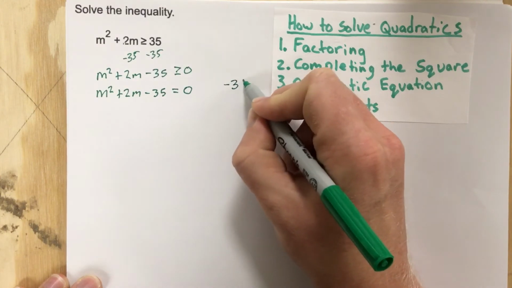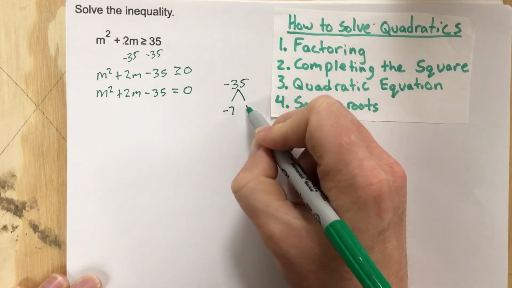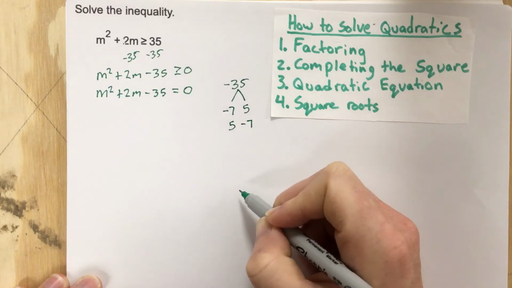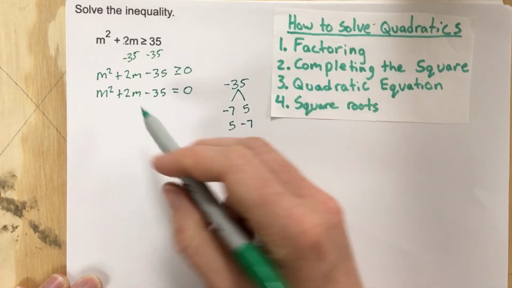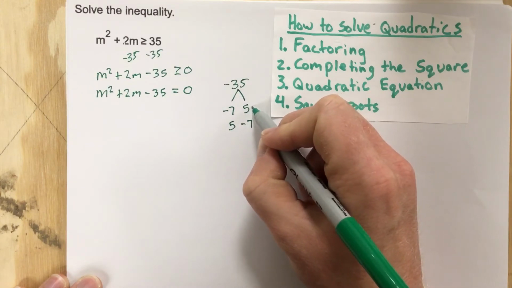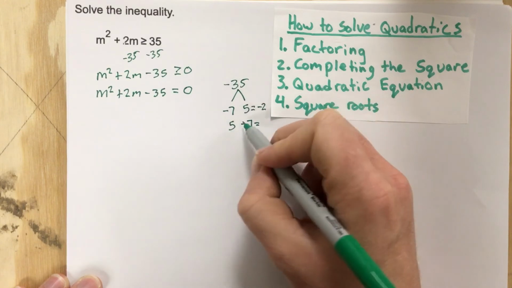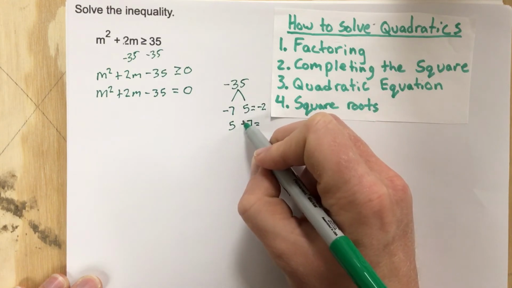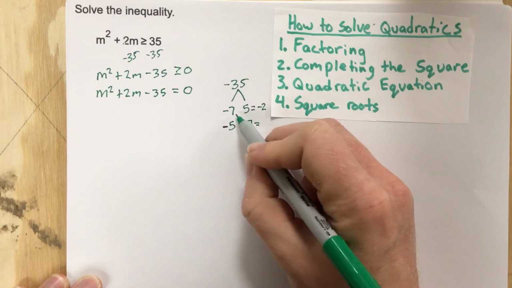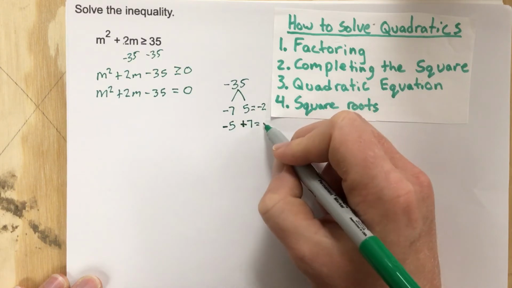What are the factors of negative 35? Well, negative 7 and 5, or 5 and negative 7. And then obviously I've got 1 and 35, but because I'm trying to get 2 there, I know it's got to be either one of these two. So this one equals negative 2. This one equals, I actually wrote them the same way. That should be plus 7, this should be minus 5. Got to actually switch the signs there. So negative 7 plus 5 is negative 2, negative 5 plus 7, that's going to be 2.